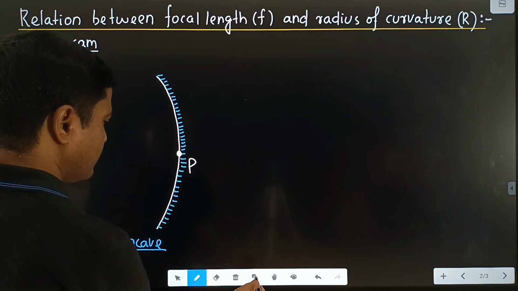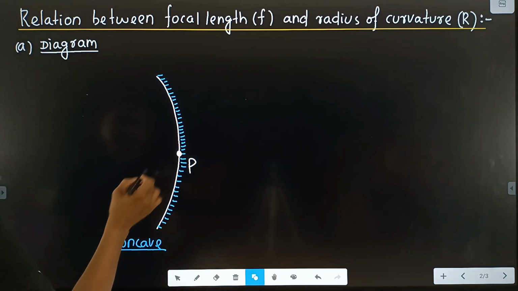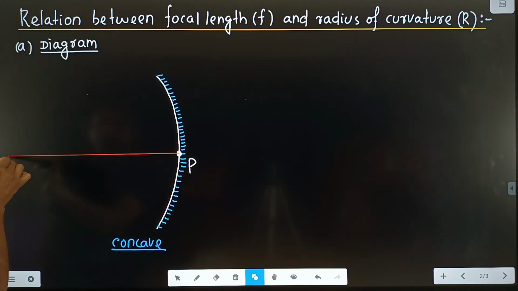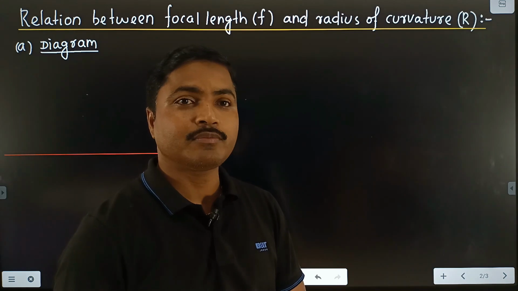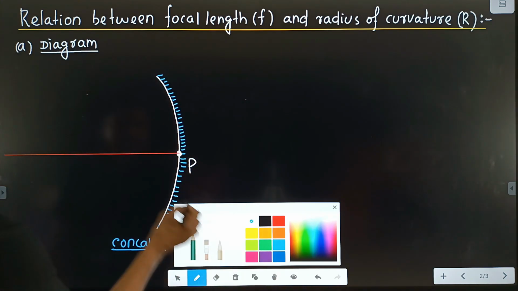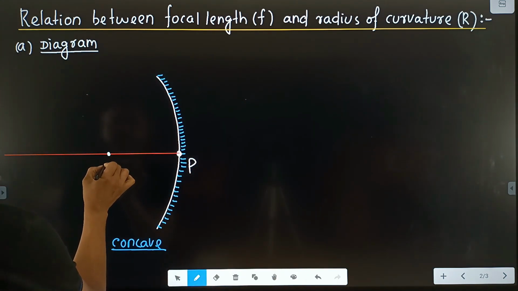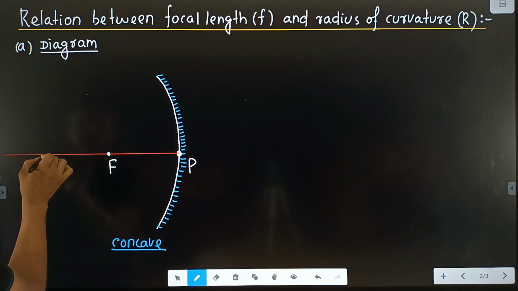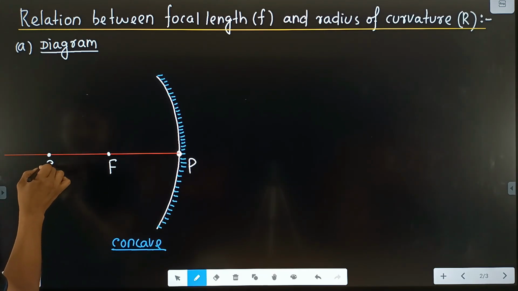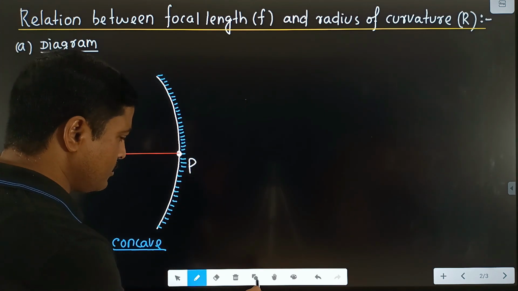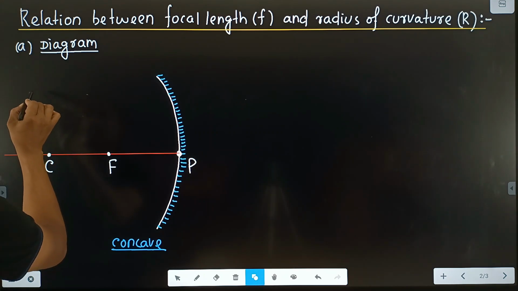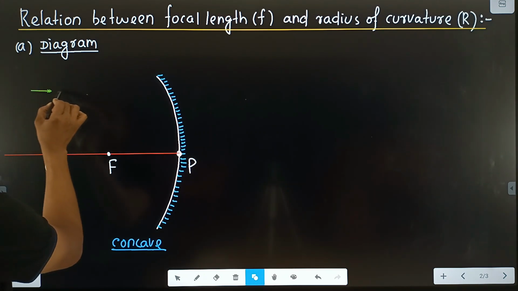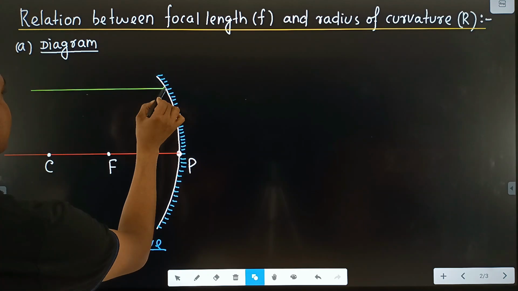Now this point is the center of the reflecting surface, so this point is known as the pole P. Now I draw the principal axis. You know, the principal axis is passing through the pole and perpendicular to the reflecting surface at the pole. So this is known as the principal axis. Now suppose this point is the focus of the concave mirror, and this point is the center of curvature of the concave mirror. Now draw the incident ray, one incident ray. Suppose that it is parallel to the principal axis.